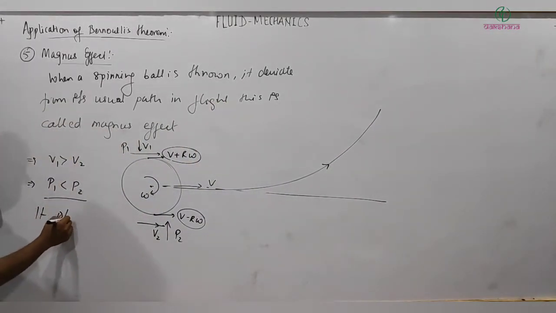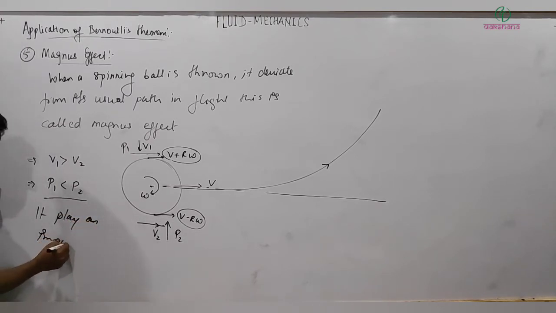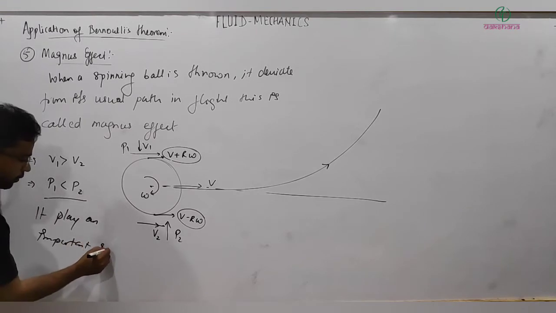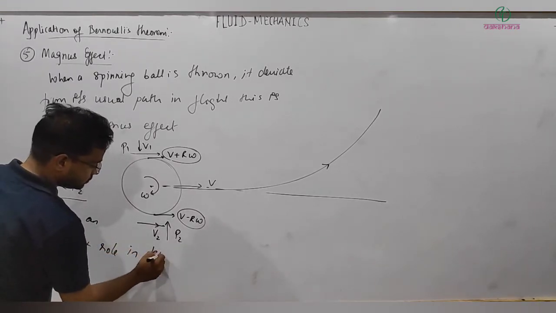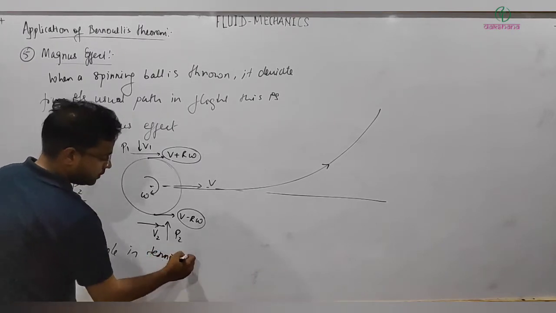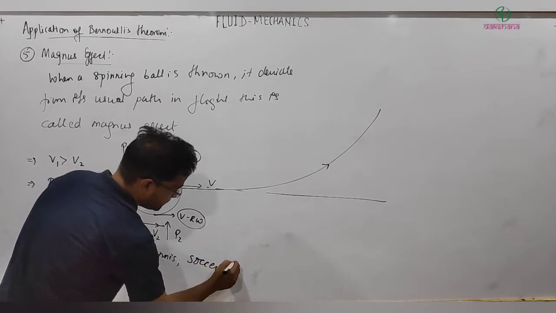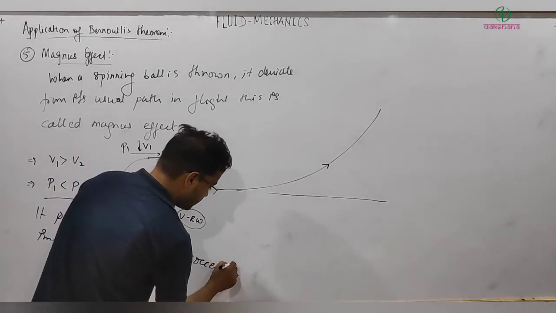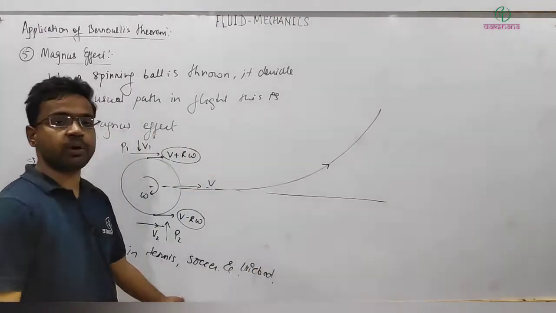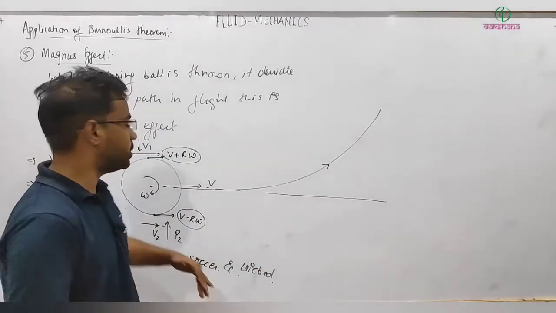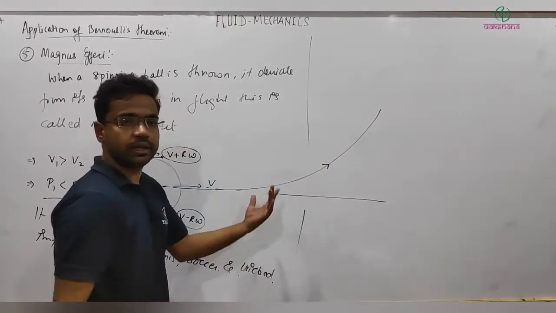It plays an important role in tennis, soccer, etc., these games, and cricket. Because by providing proper spin, we can change the direction of the ball in the desired direction, and that way it will be moving in that particular direction.